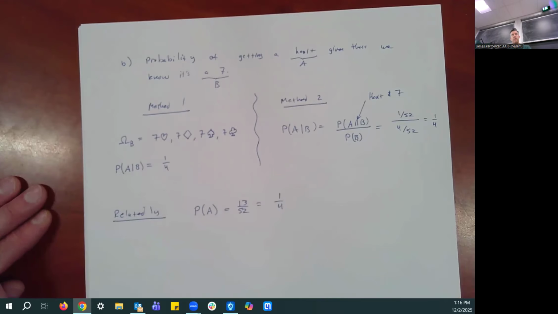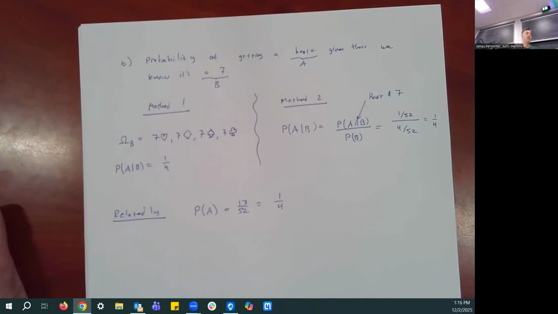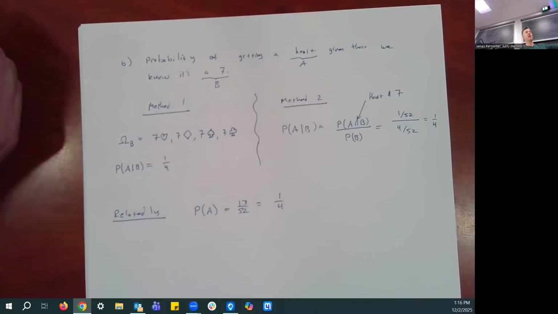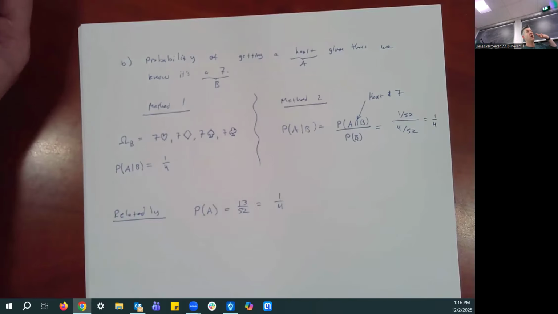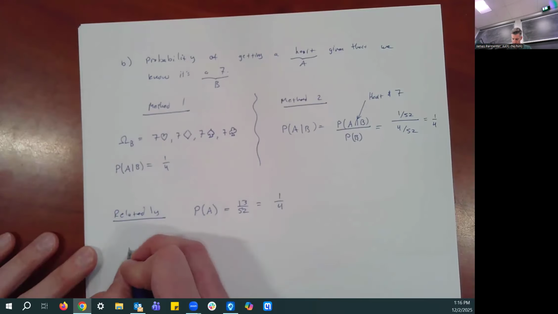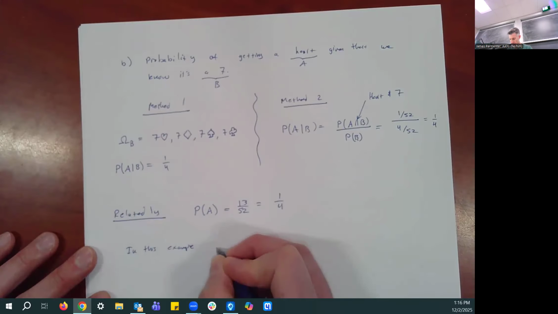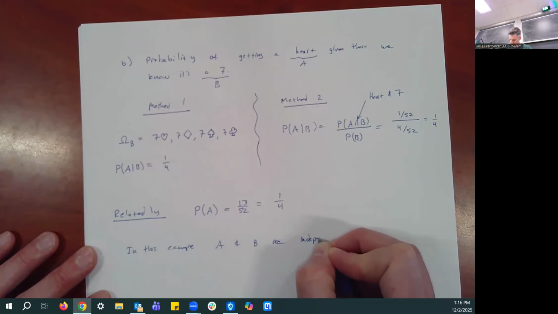And here's what I want to point out. In this example, knowing that the card was a 7 did not change the probability of getting a heart. Knowing it was a 7, the probability of getting a heart was 1/4. Not knowing it was a 7, the probability of getting a heart was 1/4. When this is true, that means the events are independent. So in this example, events A and B are independent events.